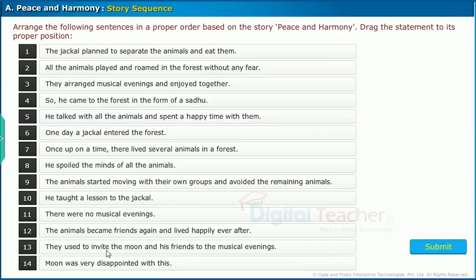Arrange the following sentences in a proper order based on the story Peace and Harmony. Drag the statement to its proper position.